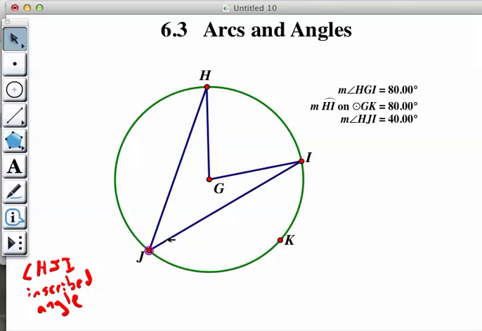So the first property we can learn about our inscribed angles is that they are always equal in measure to half of the arc measure that they intercept. The arc measure here is 80 degrees. The inscribed angle that intercepts it is 1/2 of that, or 40 degrees.